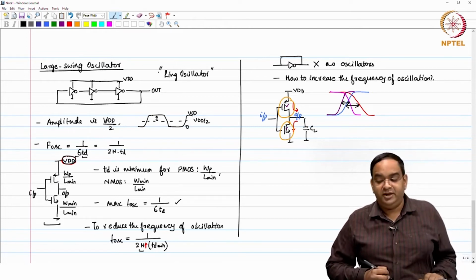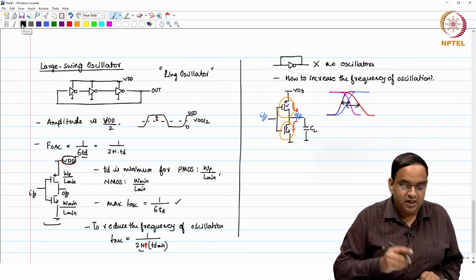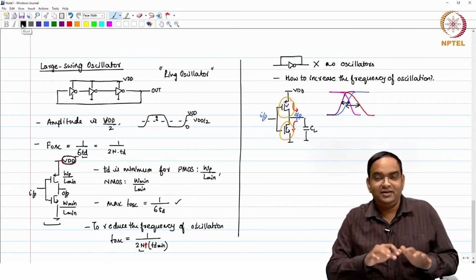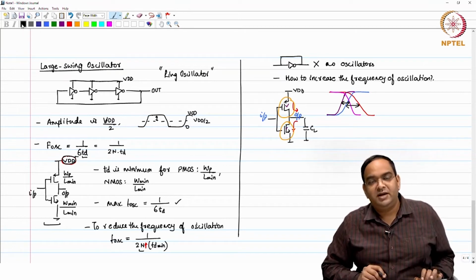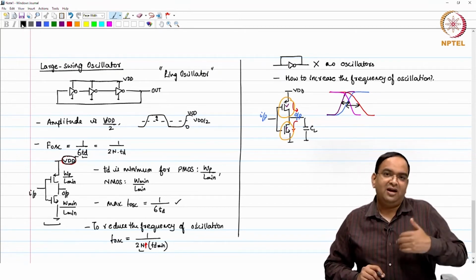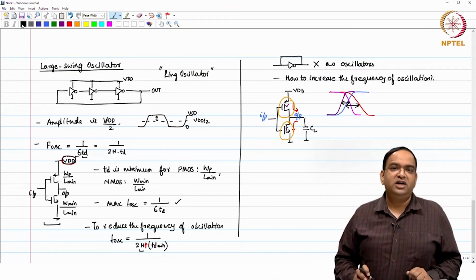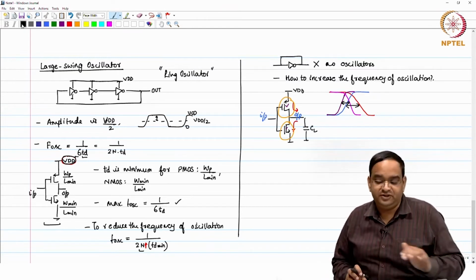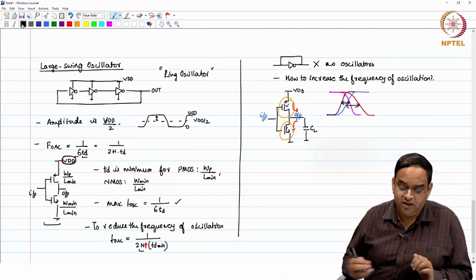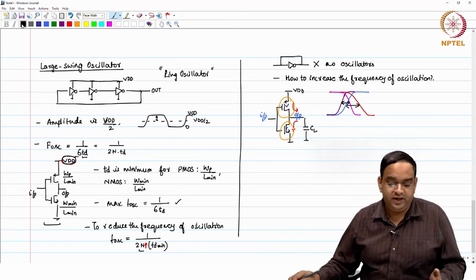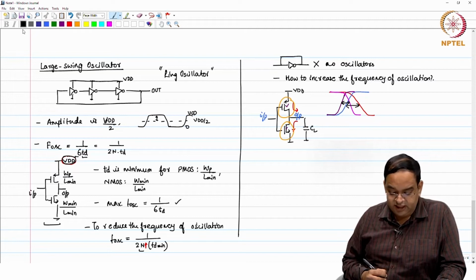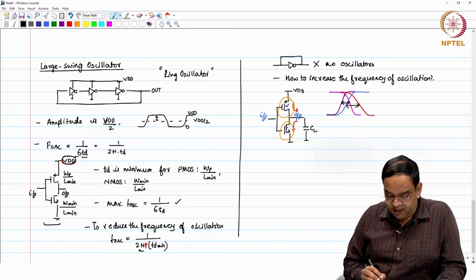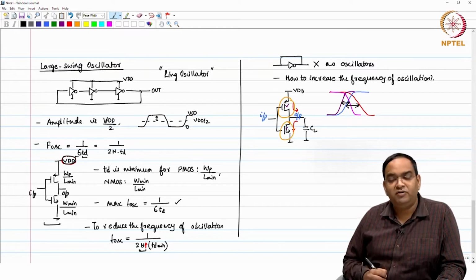There is a closed ring. Without doing anything else with this, you cannot reduce the time period, you cannot increase the frequency. There are other methods where we try to reduce the delay, but they are more complex ones. But right now, we are sticking to the simple ring oscillator. We can surely increase the time period or reduce the frequency, as we have seen, by having more number of stages.